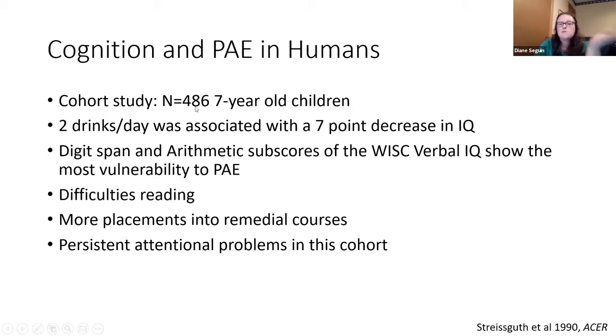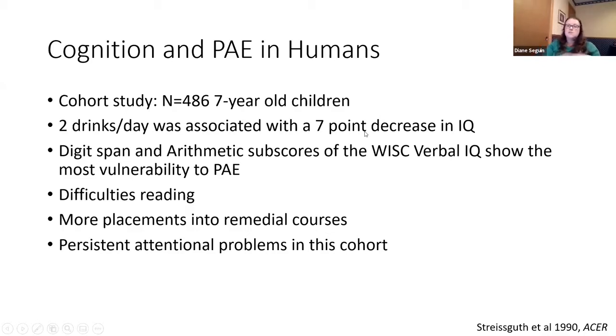It was part of their cohort longitudinal study, and the time point they chose was 7-year-olds. This is when children had already been in school for 1 to 2 years, so they're around grades 1 or 2. They looked at moderate drinking, defined as 2 drinks a day, or actually they called it social drinking. This was their moderate group, which might not be so moderate depending on how you're classifying it, but it is in line with the moderate drinking in the Australian study we saw.